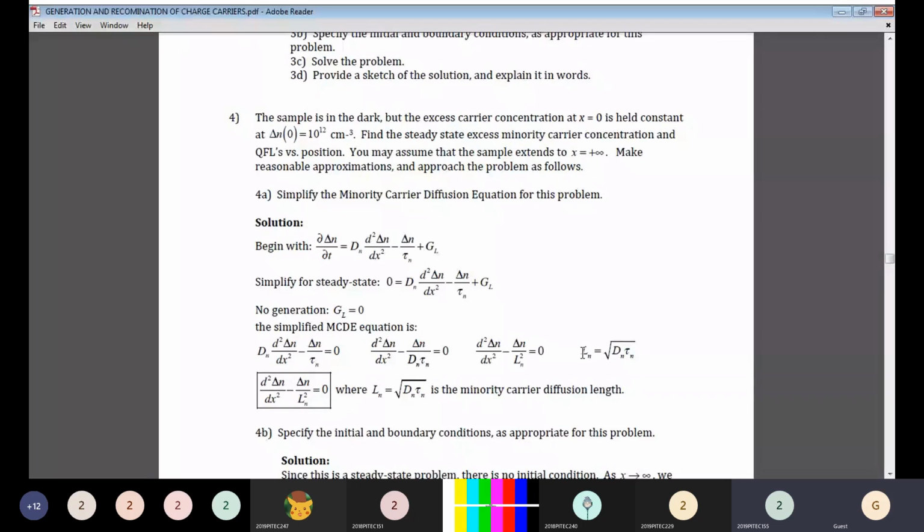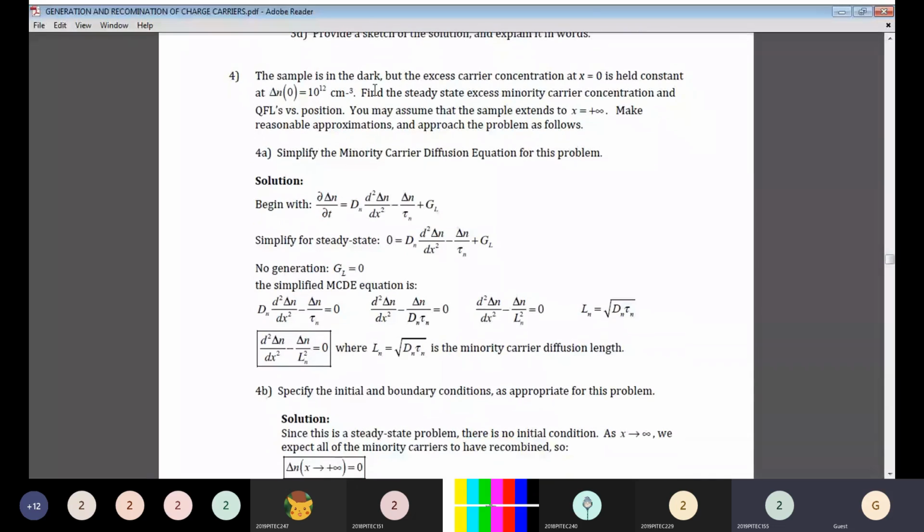Next. The sample is in the dark, but the excess carrier concentration at x equal to 0 is held constant at Δn(0) equal to 10 to the power 12 per centimeter cube. Find the steady state excess minority carrier concentration and QFL versus position. You may assume that the sample extends to x equal to plus infinity. Make reasonable approximations and approach the problem as follows.